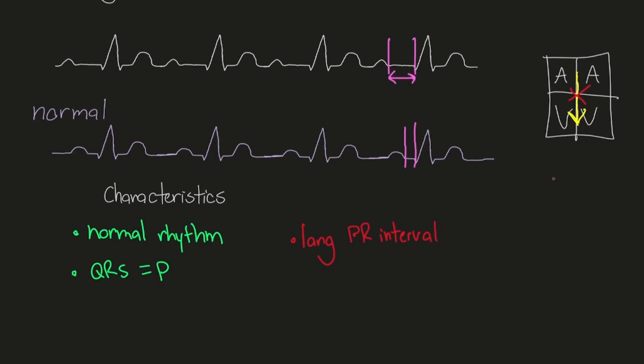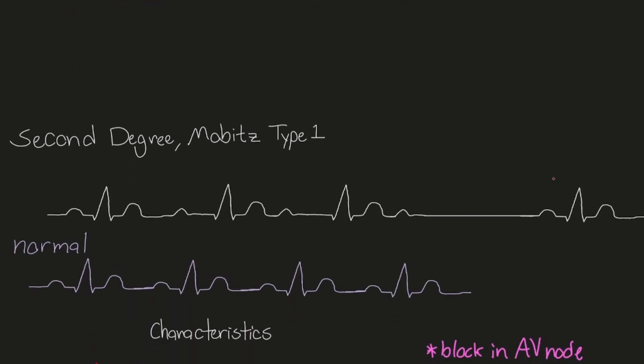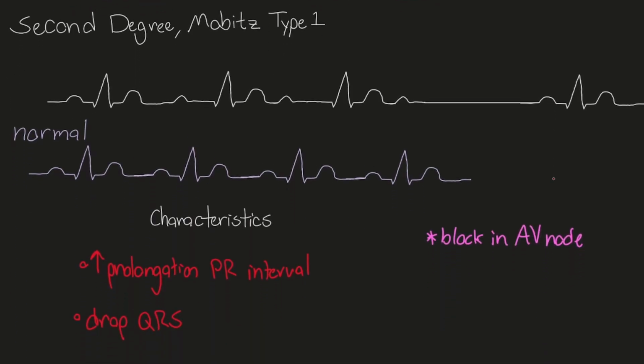And that can lead us now to our second degree blocks. With our second degree blocks, there are two types. Type 1, or Mobitz type 1, we're just going to shorten to M1. And then we have a second type called Mobitz type 2, and we'll just call that an M2 second degree block.